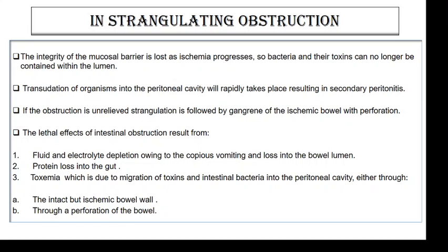The lethal cause of intestinal obstruction in strangulation is due to different factors. The first factor is fluid and electrolyte imbalance and depletion, and the second one is protein loss within the gut. The third one is toxemia, where there is migration of toxins and intestinal bacteria into the peritoneal cavity, which occurs either through the intact ischemic bowel wall or through the perforation, and there will be absorption of these toxins and bacteria, resulting in septicemia, and the patient will die from that.